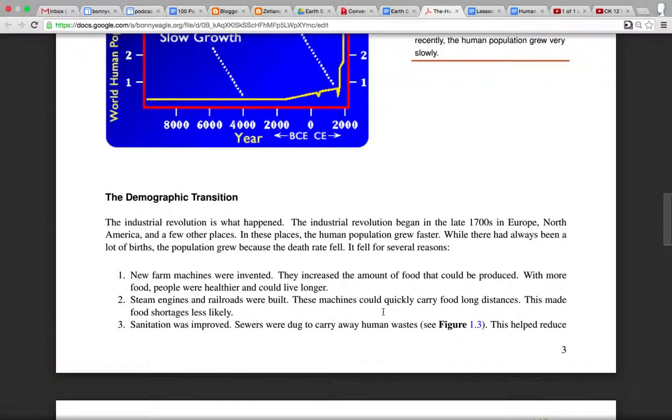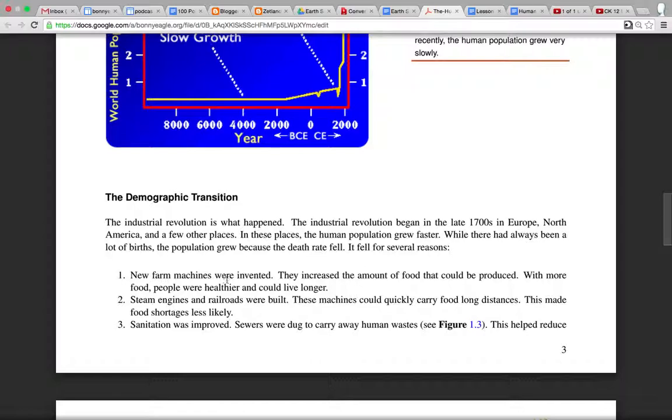The demographic transition. Nigel, would you like to read about that? The Industrial Revolution is what happened. The Industrial Revolution began in the late 1700s in Europe, North America, and a few other places. In these places, the human population grew faster. While there had always been a lot of births, the population grew because the death rate fell. It fell for several reasons.